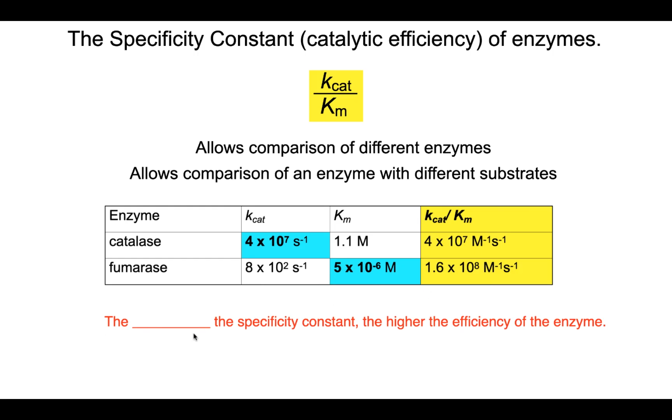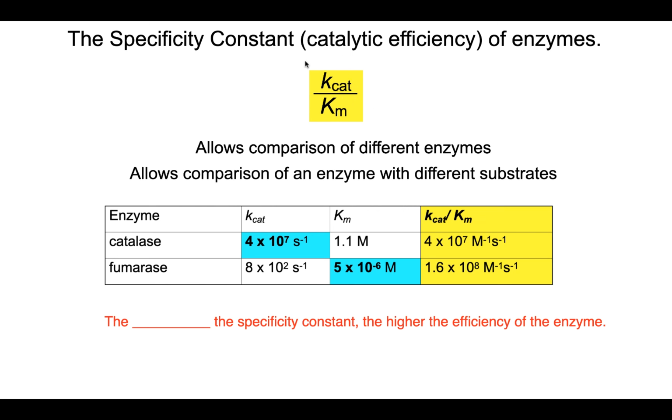Now, I got this question for you to think about. The blank the specificity constant, so higher or lower, the higher the efficiency of the enzyme. Take a moment and think about it. Okay? Hopefully you've paused and thought about it. Well, let's take a look.